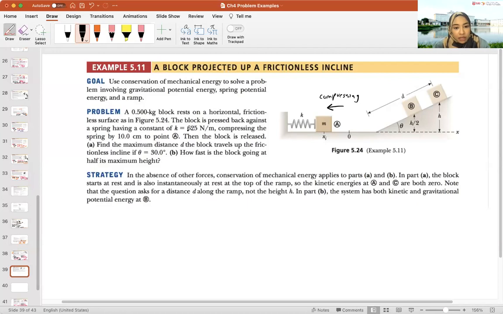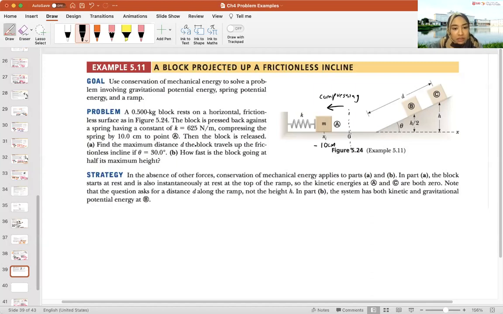Having a constant of k equals 625, compressing the spring by 10 centimeter to point A. So this is 0 referring to when we are not doing anything to the spring, and when it is compressed, xi is equal to 10 centimeter, or minus 10 centimeter if we are assuming to the right is positive. Okay, then the block is released. Kita tolak dia, kita lepas, sudah tahu dia akan ada some kinetic energy because it is going to move.